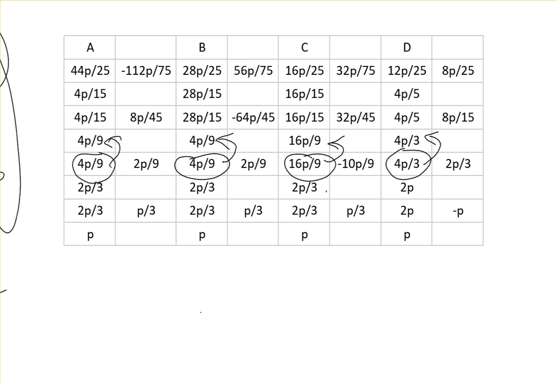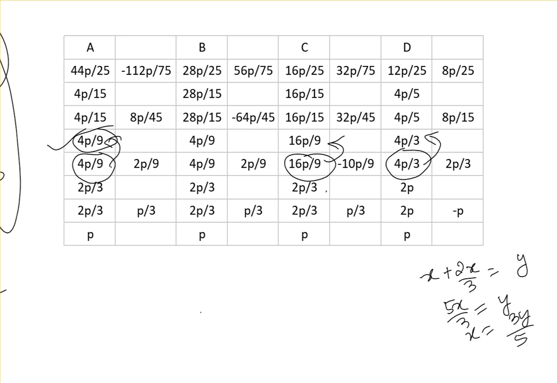Now B gave everyone 2 by 3 of what they had. So x plus 2x by 3 is equal to y. 5x by 3 is equal to y. So x is equal to 3y by 5. So we multiply this one and this one by 3 by 5, so that we get 4p by 15, 16p by 15 and 4p by 5.